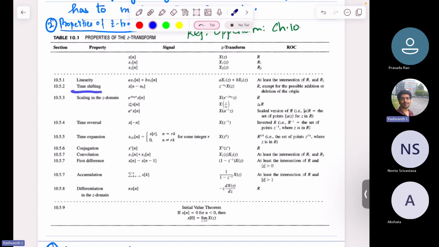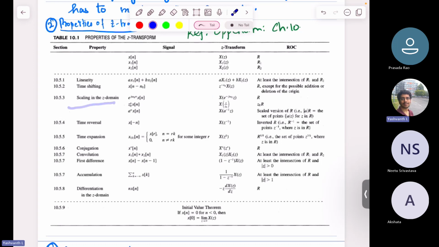The second property is time shifting, where if you do a shift in the time axis by n naught, x of n minus n naught, the corresponding z transform changes as you write z raised to minus n naught times x of z. This is very similar to the Laplace transform also. There you had e power minus s t naught into x of s. Here you have z power minus n naught into x of z. Okay, so it is very similar to the Laplace transform.